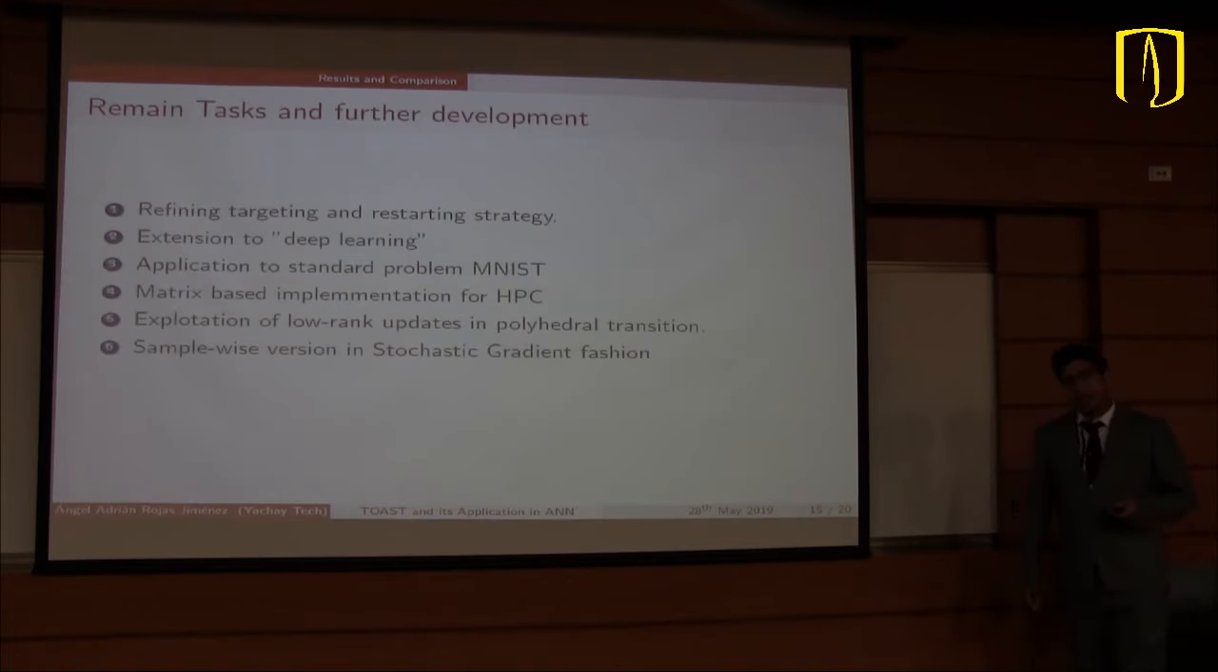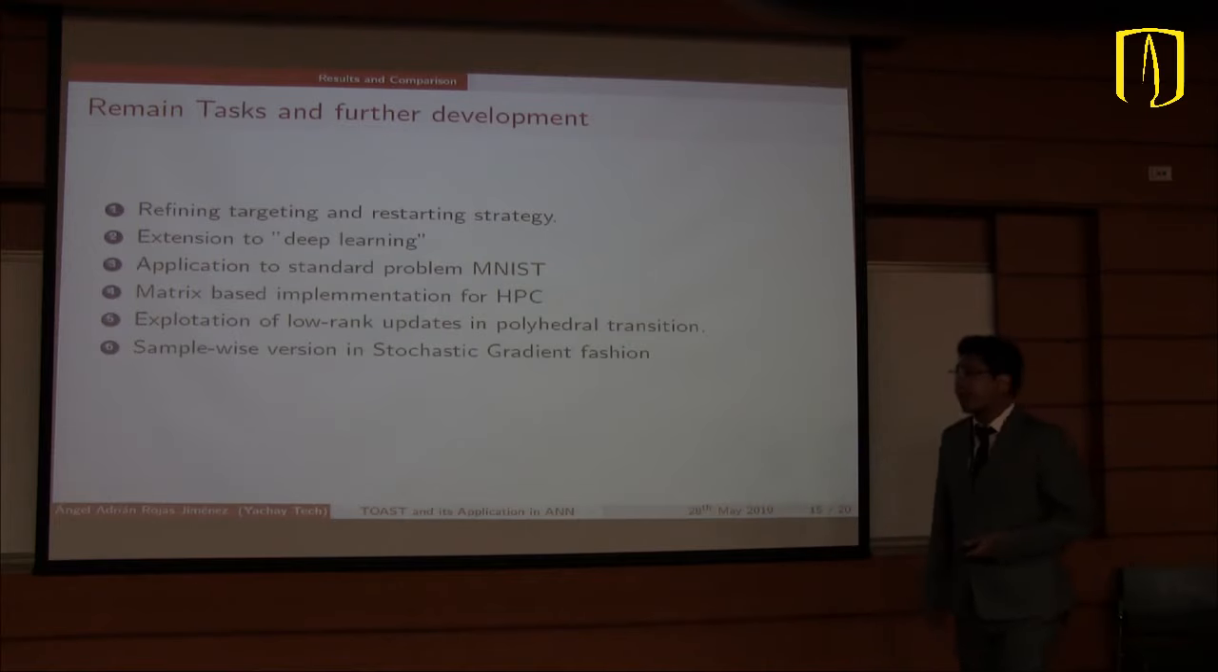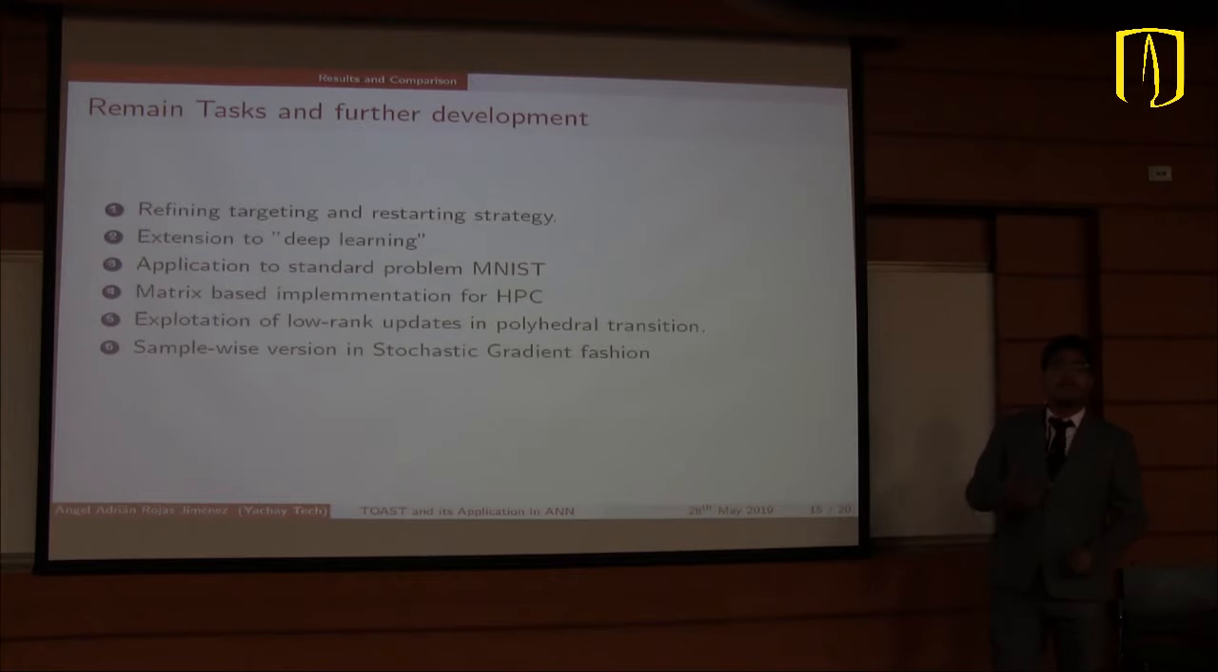The remaining tasks for our algorithm: we can refine this targeting strategy. We can do a different strategy of targeting. Instead of halving the target level of the initial empirical risk, we can do another thing. And that's the first point.